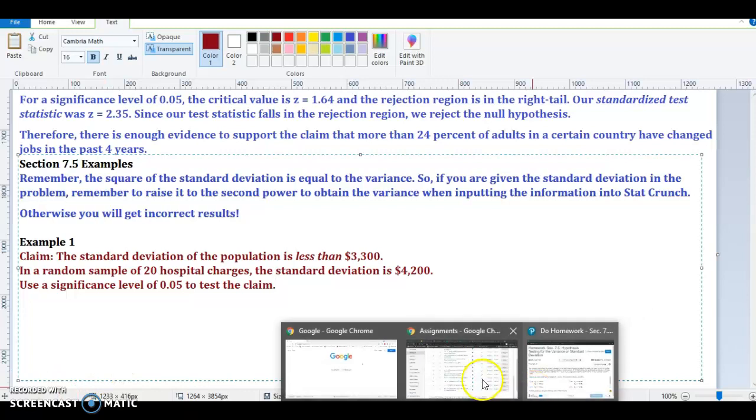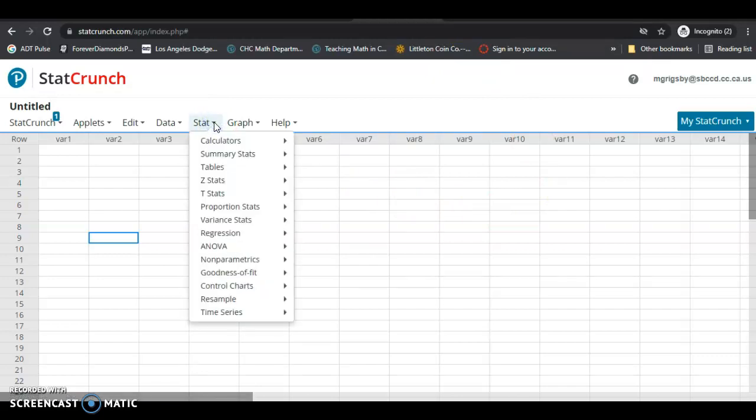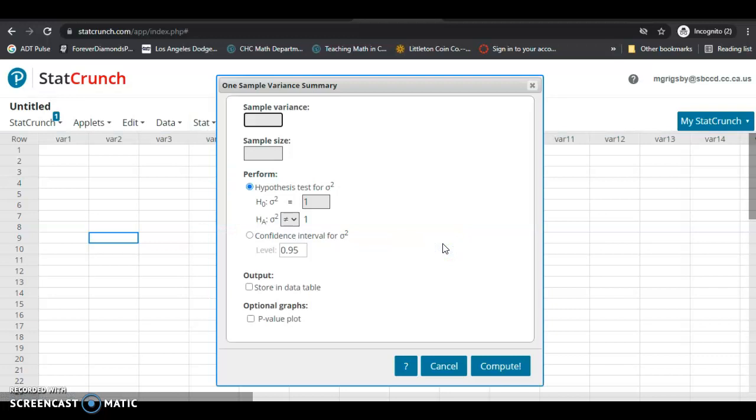So to demonstrate that, let's go to StatCrunch. Whenever you do hypothesis tests for variances or standard deviation, you're going to go to Variance stats from the Stat menu. Select One sample since we're only working with one sample. And then we don't have the actual data, but we have the summary of the data.